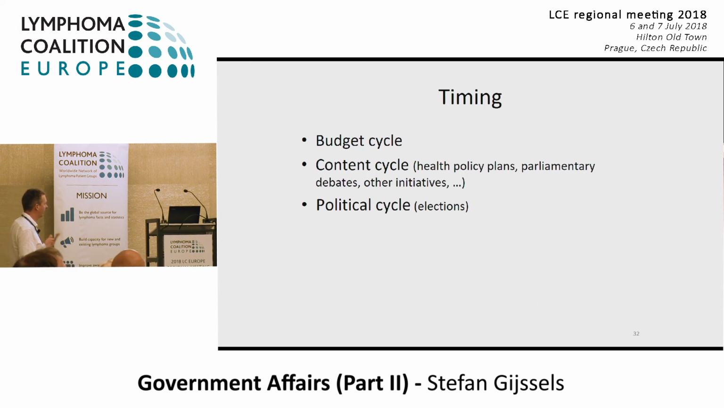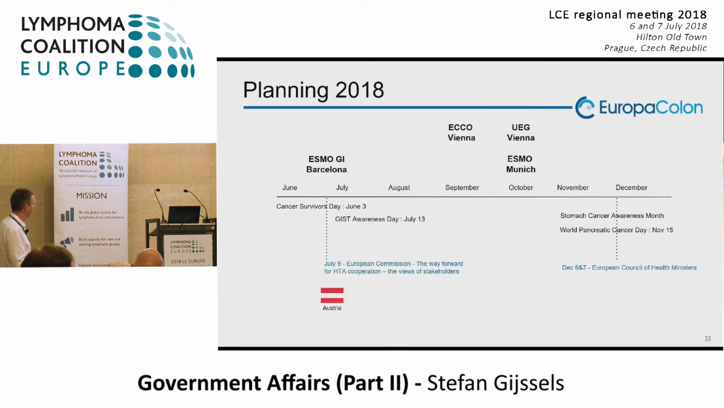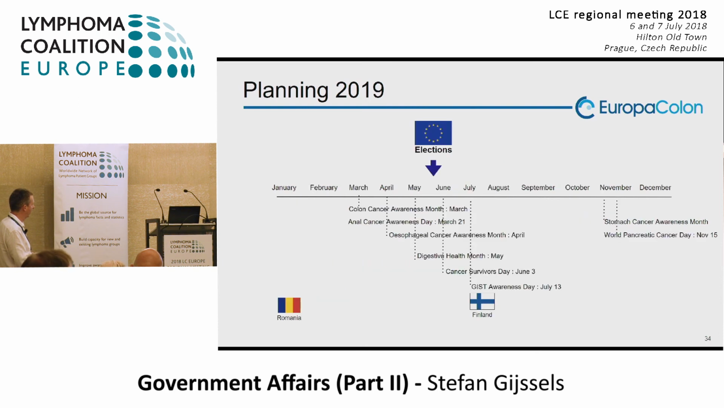Content cycle, health policy plans, parliamentary debates, other initiatives, and then the political cycle of elections. So these are the 3 cycles on which you have to base your discussions. And then make your planning. I think that's obvious. I will not go into that now. You know, what presidencies we have in the European Union, that's not relevant on the national level, but okay. Elections coming up next year at the European level, of course, will have an influence. And these are all the cancer days and weeks, which are all good moments to communicate to politicians.